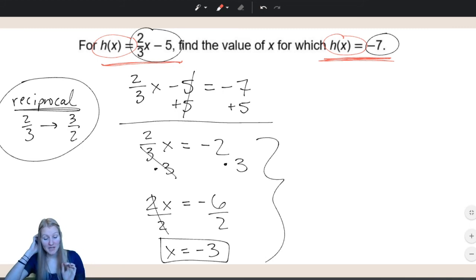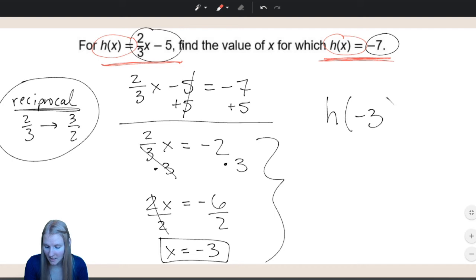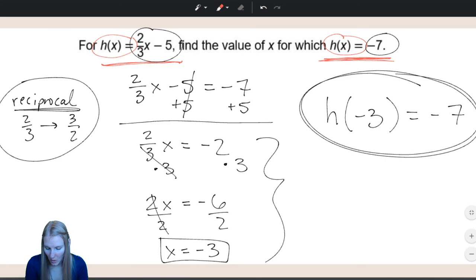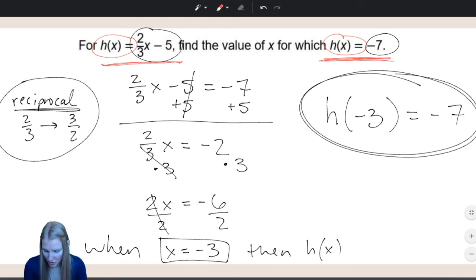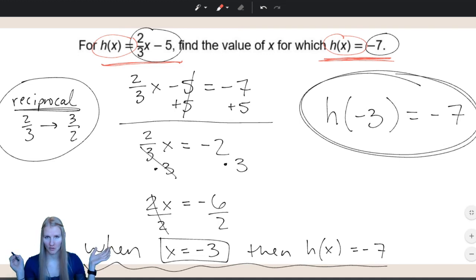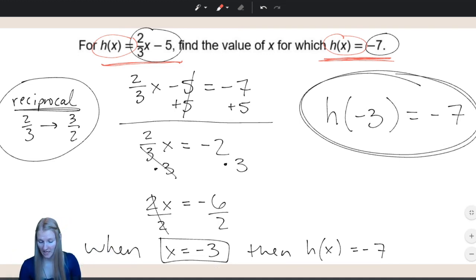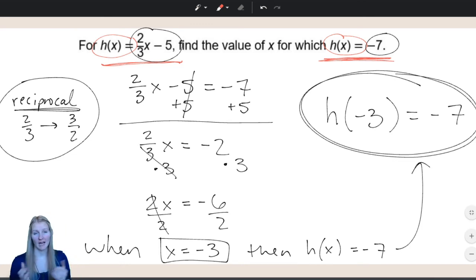Okay, so what this means is h of -3 equals -7. So when x is -3, then h of x equals -7. And the short way of saying when x equals -3, then h of x equals -7, is h of -3 equals -7.